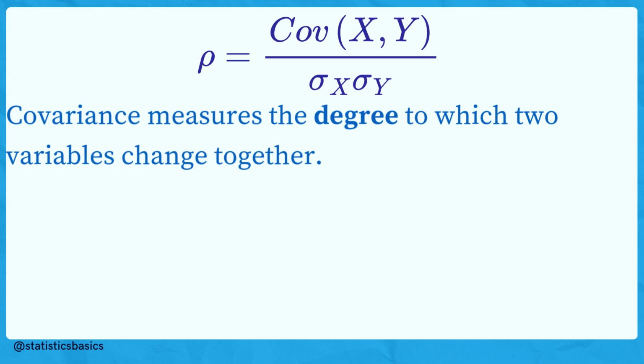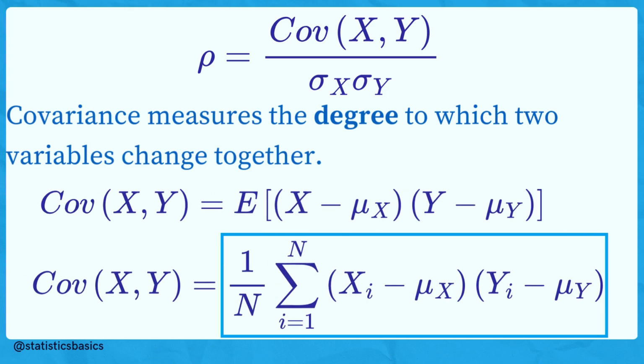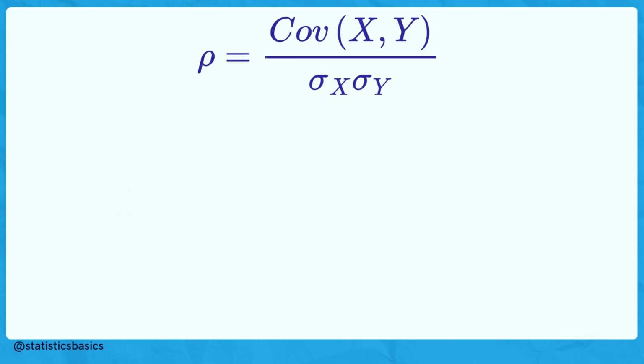For a population of size n, it is calculated as the average of the product of the deviations of each variable from their respective population means. This term is known as the cross product of deviations for each observation i. The sign of the covariance indicates the direction of the linear relationship between the variables.